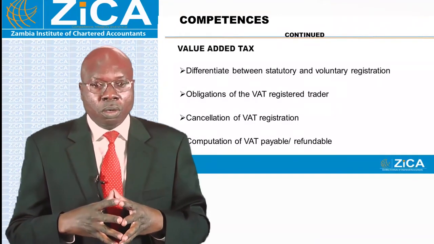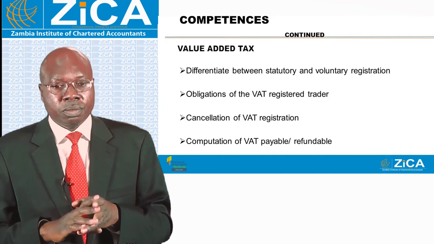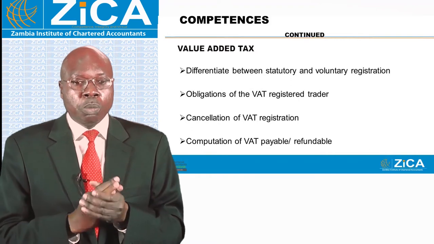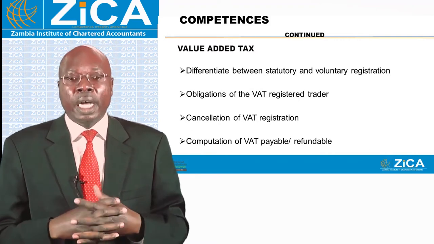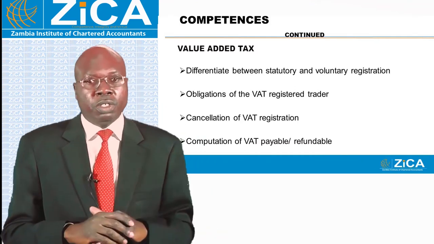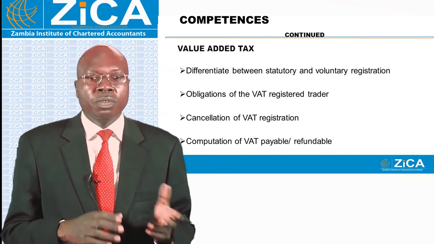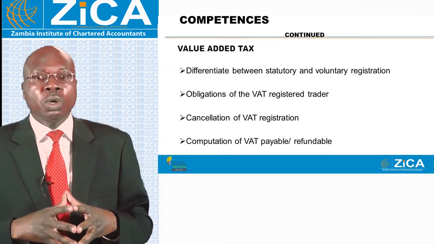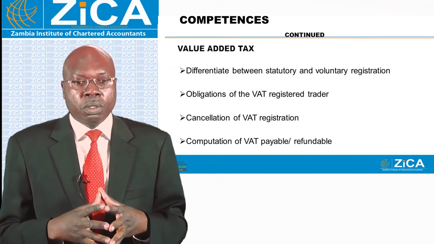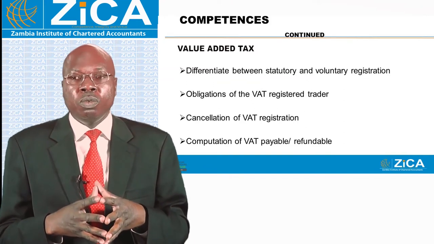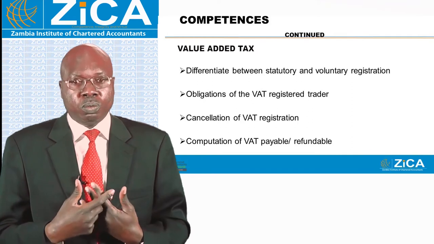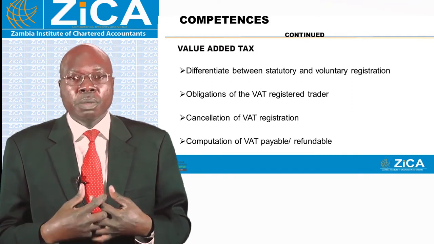On the next part of my talk on VAT, I'm going to also look at the obligations of the VAT registered trader. I earlier mentioned that there are two types of registration: statutory registration and voluntary registration. Now, let's take it that a trader has been registered for VAT. What are the obligations of a VAT registered trader? What ought he to do after being registered for VAT?